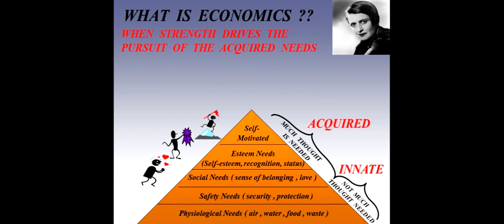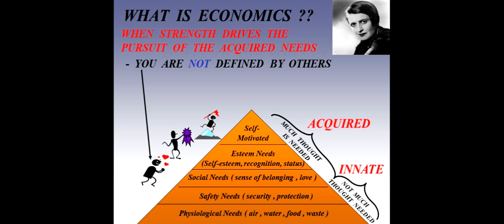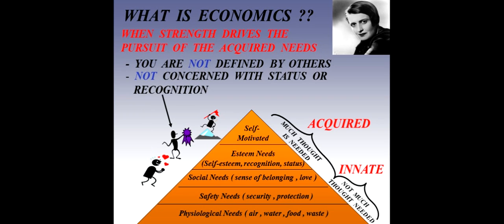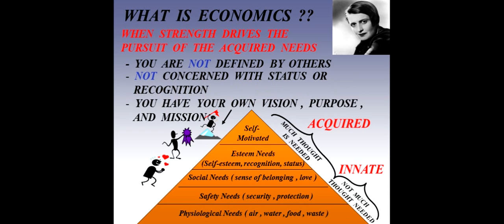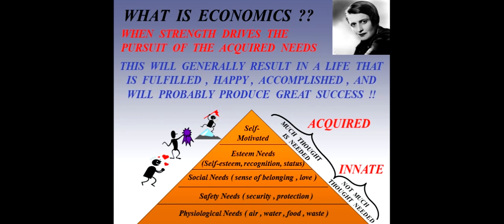Rand said that when strength drives the pursuit of the acquired needs, we get a different profile of the individual. In this case, you're not defined by others. You're not concerned with status or recognition. And the individual has their own vision, purpose, and mission in life. This mix of traits generally results in a life that is fulfilled, happy, accomplished, and probably will produce great success.